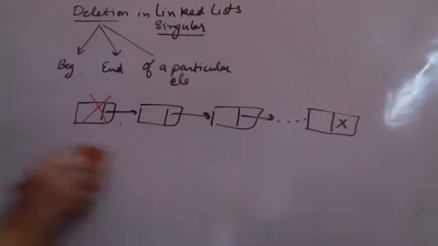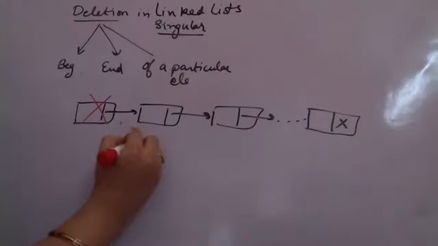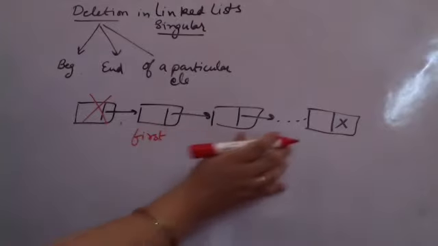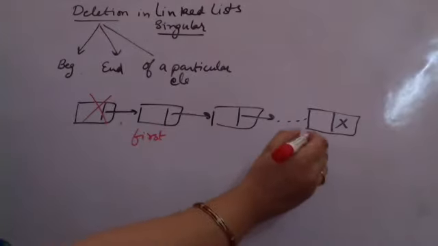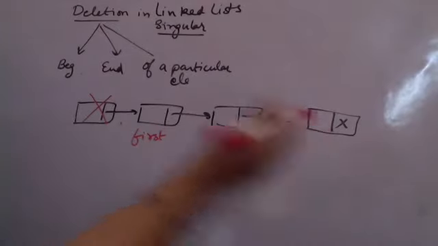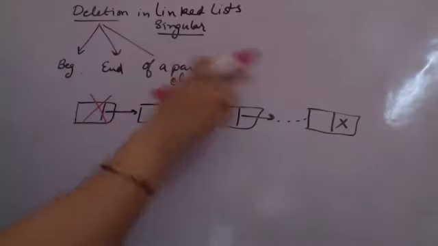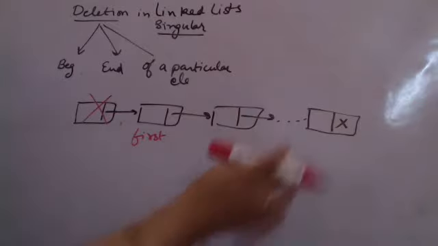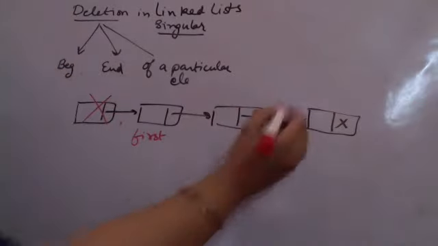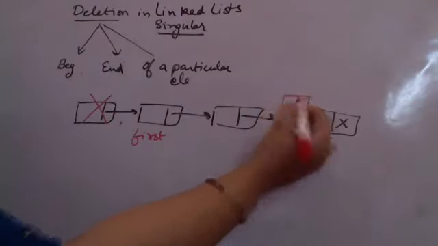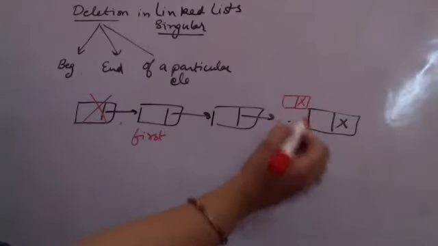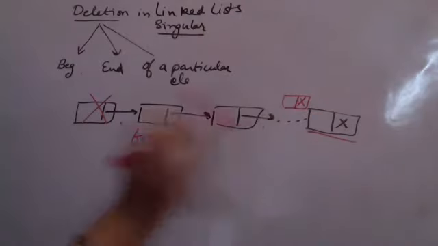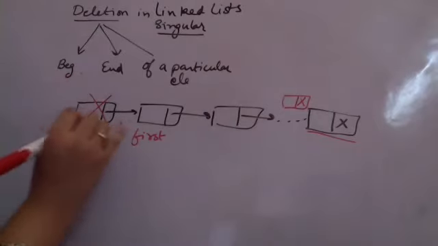Now we have this first. What if I want to do deletion from the end? If I want to delete the last element, I have to go one by one to the last element, then free the memory location. So the pointer of the node just previous to the last has to be set to null, and this memory location has to be freed. So what do I do in this case?